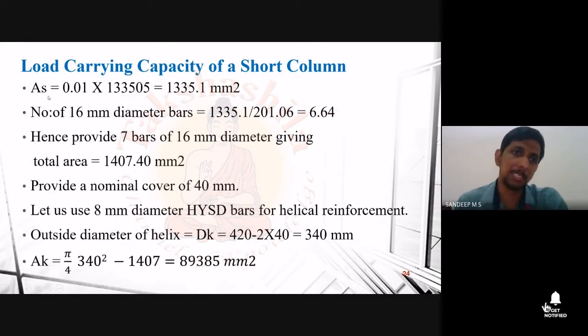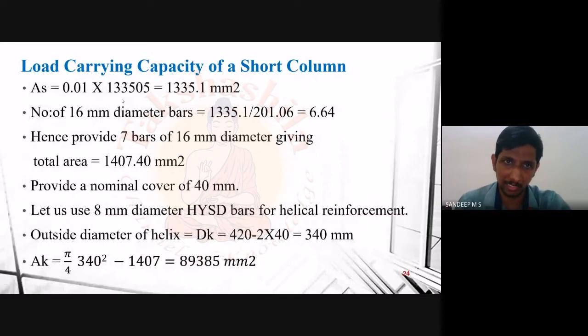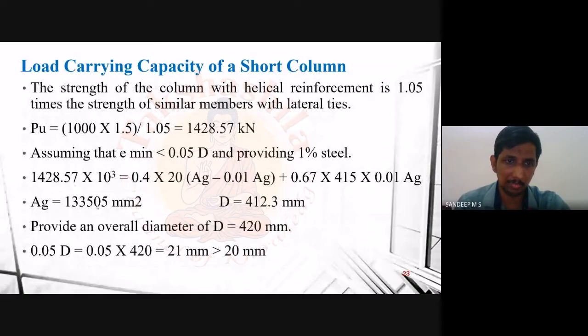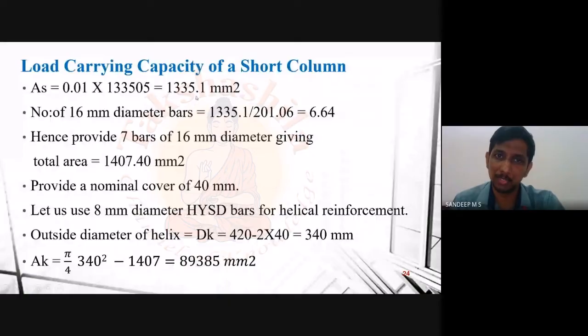Now, once that is done, we know that 1% of steel is provided. So 0.01 multiplied by this cross section. Actually, they have taken 133,505. Please note here, 133,505 was equal to the area of a cross section of a circle having diameter 412.3. Again, the reason is the same as in the previous problem. As per code, even though we are providing an additional gross cross-sectional area, while calculating steel we have to make the calculations based on the area which is just sufficient. So that is the reason 0.01 into 133,505 will give you 1335.1 millimeter square.